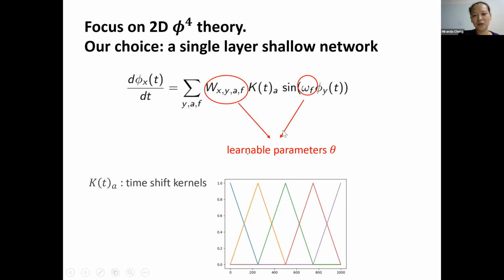So different A corresponds, for instance, this yellow A is just turned on early and then turned off later. So what it enables you to do is, if you wanted to think about it as some dynamics of a particle, then it allows you to exert some forces, right? Time dependent at certain points during the flow. So that the time shift kernels, these are standard.